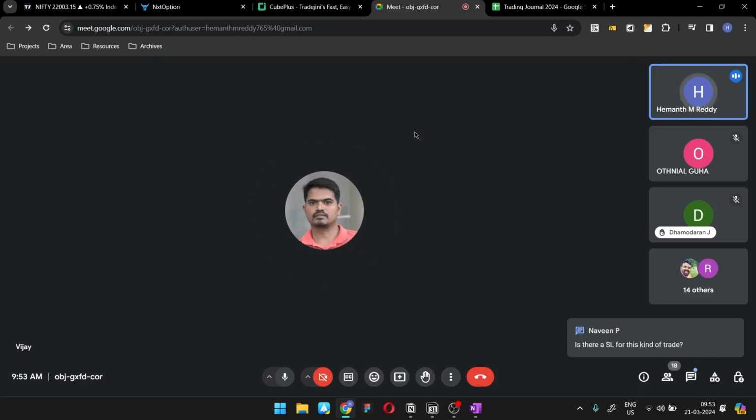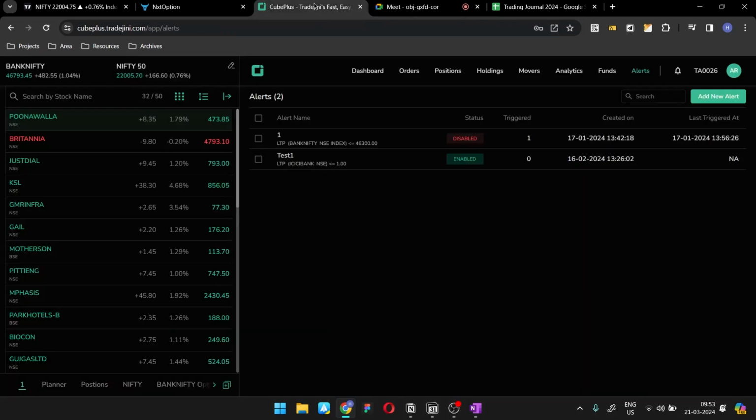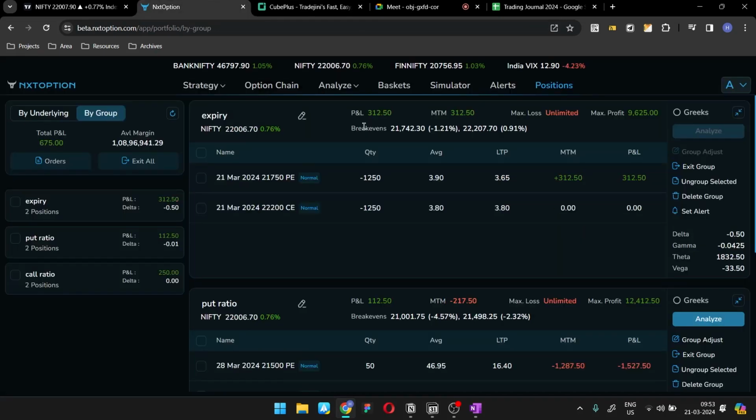Naveen, could you explain the query? Is there a SL for this kind of trade? Okay, see, there are multiple types of SLs. An SL is an overall SL for the position, meaning if for some reason this trade spikes up and goes beyond 20 or 30,000 rupees loss, then I cut the trade regardless, and that's the end of the day because I have gone above my planned risk for the day.